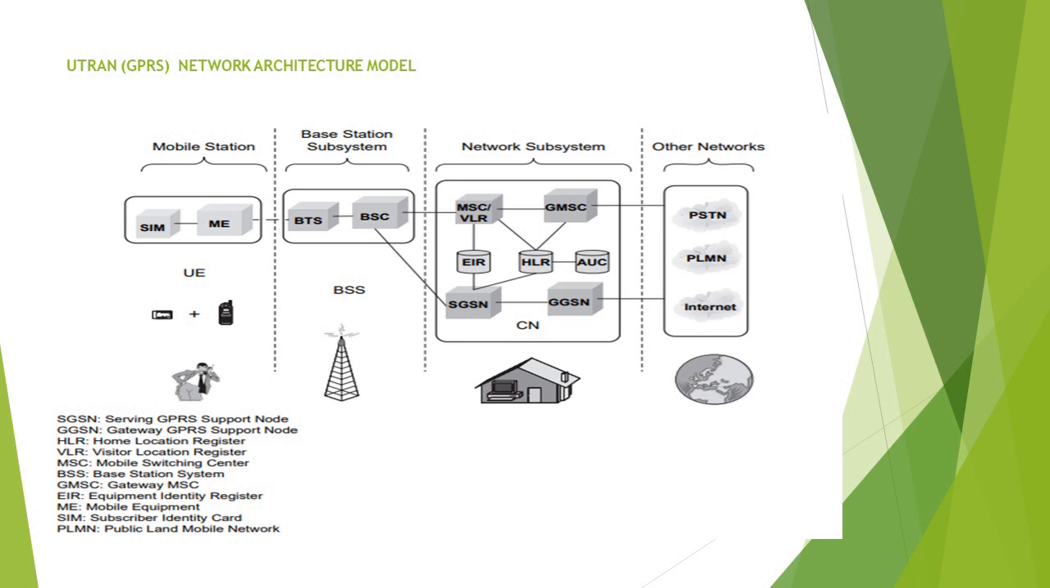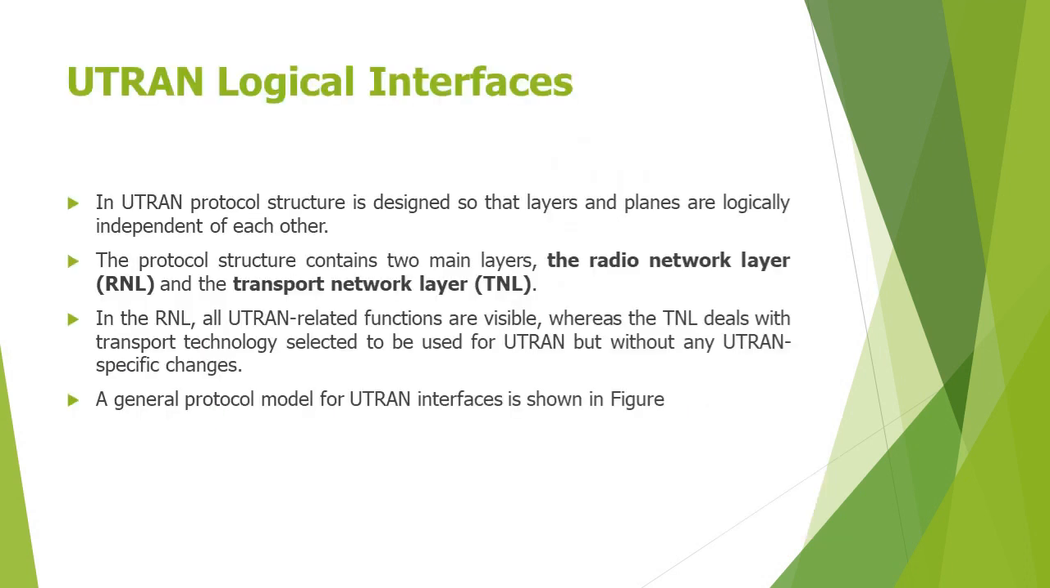GMSC is for gateway mobile switching center. EIR, which is for equipment identity register. HLR for home location register and authentication center, AUC. Then followed by the other networks, which are public switched telephone networks, and PLMN, which is public land mobile network. So these are all the logical interfaces.